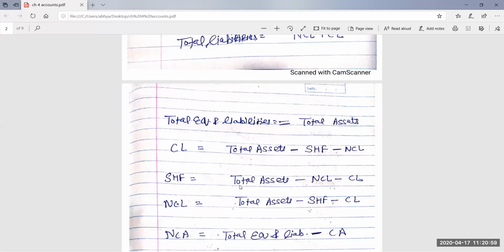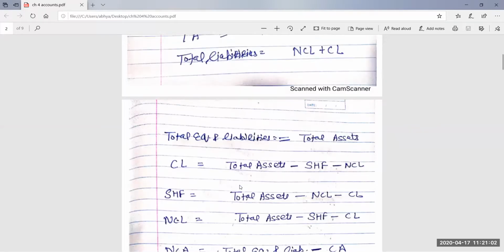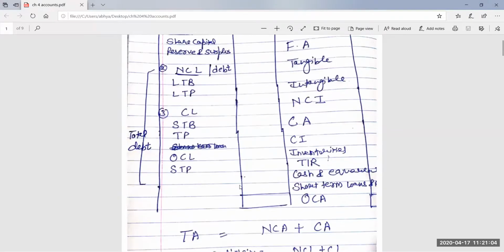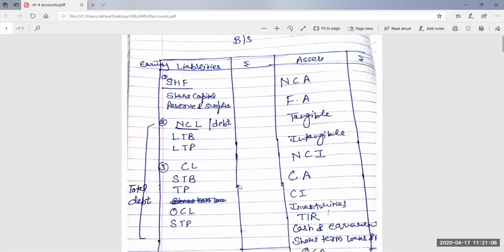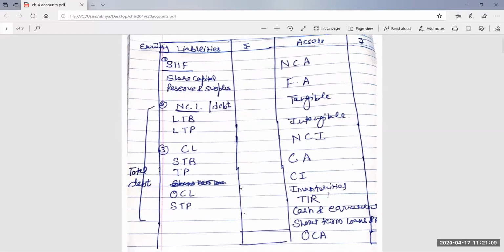Suppose we have to find out current liability. All the other items of the balance sheet are given and we have to find current liability. So what can be the formula to find current liability? Just write the formula fast. All the other heads of the balance sheet are given and total assets are also given. Only current liability is not given. Then how will you find current liability?